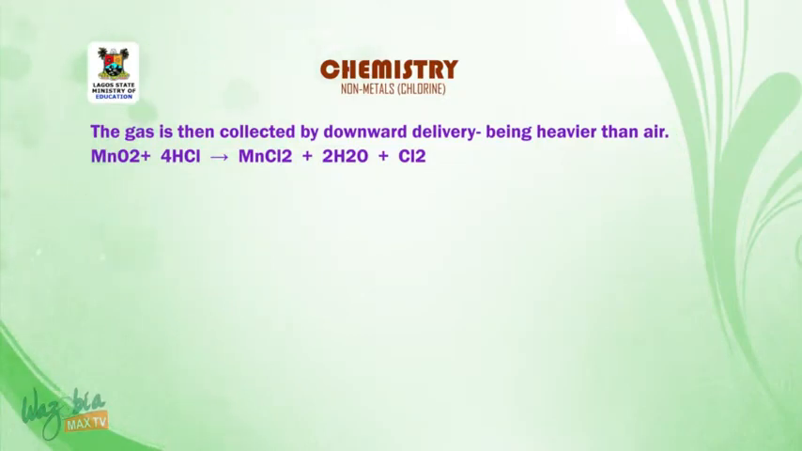In the equation of reaction, we have 1 mole of manganese(IV) oxide reacting with 4 moles of hydrochloric acid to give 1 mole of manganese(IV) chloride with 2 moles of water and 1 mole of chlorine gas.